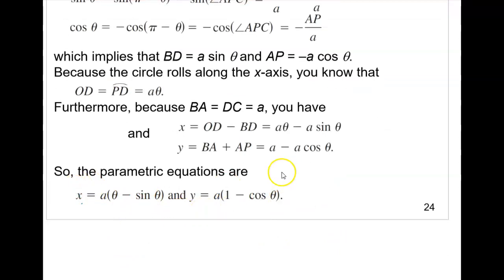The final ones, you could see how a was substituted for the y. So we get a times (1 minus cosine theta). And for the first one, we get to factor out a. So then we get a times (theta minus sine theta). So this is the end of the video.